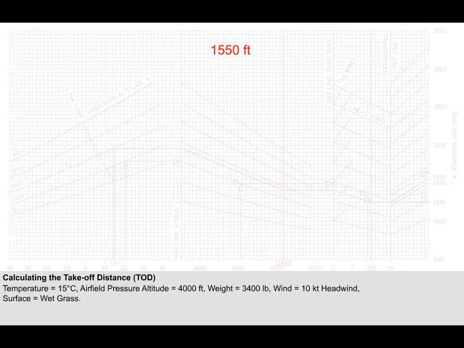However, let us now assume that the runway has a grass surface and that the grass is wet. Remember that both these variables cause an increase in the takeoff distance.